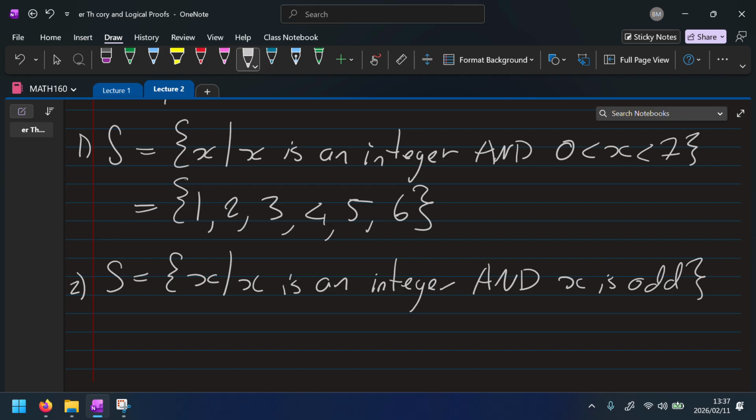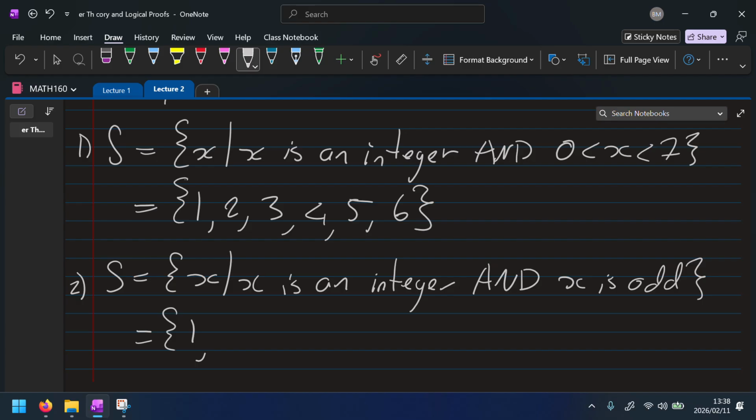Okay, so from the first part of the rule, we know it must be an integer, so we know what we're working with. The second part, X is odd. So let's go through them. Okay, let's start from 0. 0, is that odd? No, 0 is even, so that's not there. What about 1? Okay, so we put a 1.